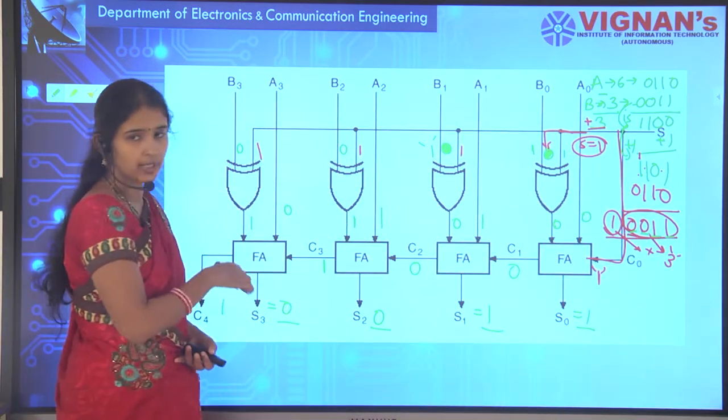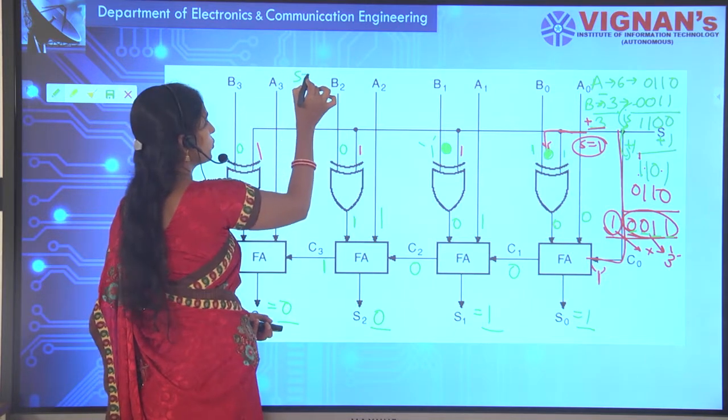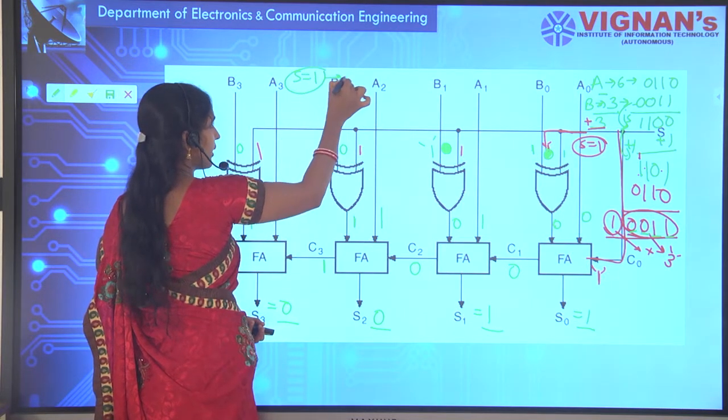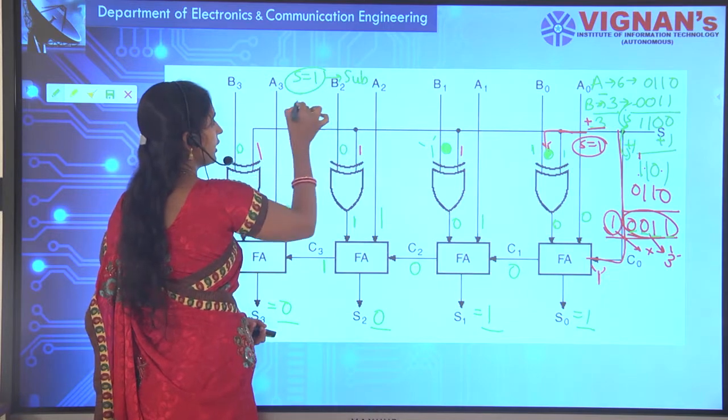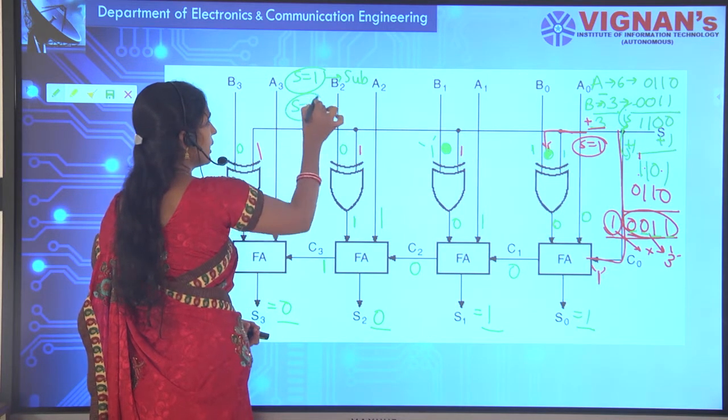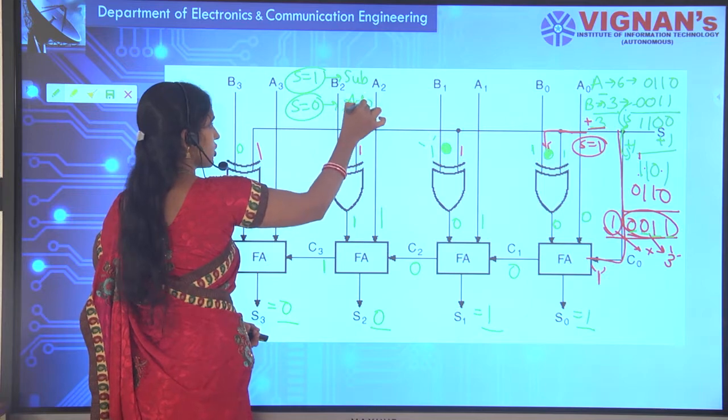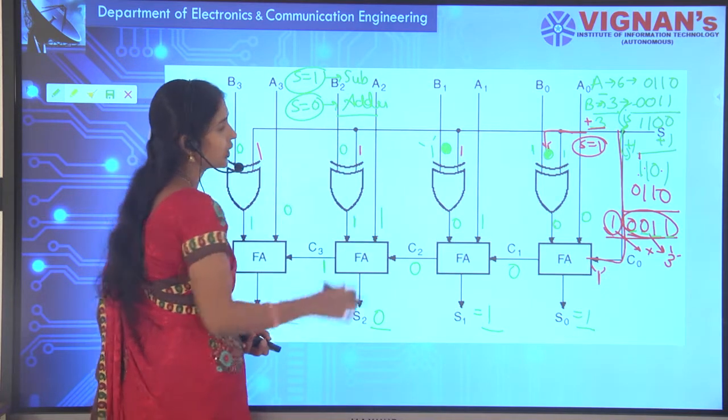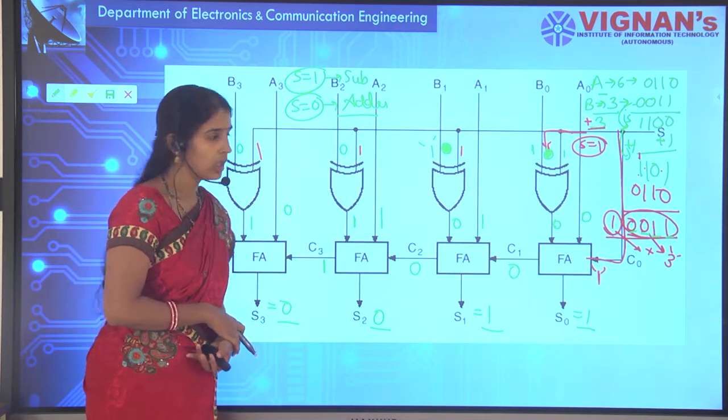So in the same circuit, if S is equivalent to 1, it is performing the subtraction operation. If S is equivalent to 0, it is performing the addition operation. So it is used as both an adder cum subtractor.